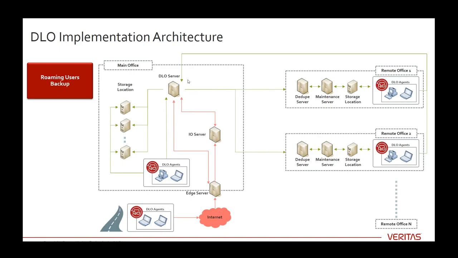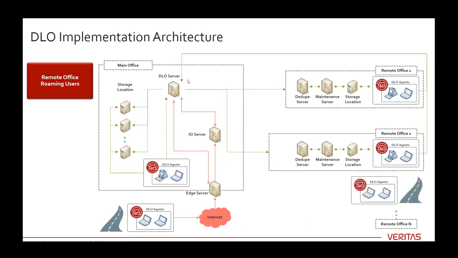So here we mentioned roaming users backup. On the left hand side you can see remote office roaming users. On a remote office also you may have roaming users. For example, the main office is in the US, so in the US you are running the main DLO server. But remote office one is London, remote office two is Nigeria. In Nigeria, you have some 50 users locally. You want to take the backup locally to the local storage in Nigeria. The backup policy will come from the DLO server in the US, but the backup will happen locally in Nigeria. And also they are on the road. The roaming users are there in Nigeria as well. So their backup also will happen locally on their storage location.